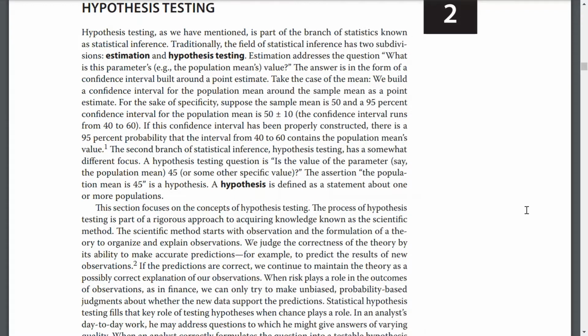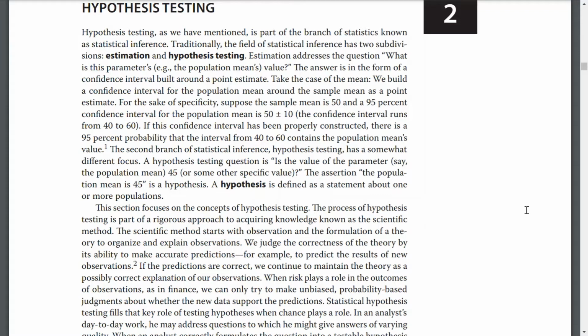If this confidence interval has been properly constructed, there is a 95% probability that the interval from 40 to 90 contains the population's mean value. The second branch of statistical inference, hypothesis testing, has a somewhat different focus. A hypothesis testing question is: is the value of the parameter, say the population mean, 45, or some other specific value? The assertion that the population mean is 45 is a hypothesis. A hypothesis is defined as a statement about one or more populations.